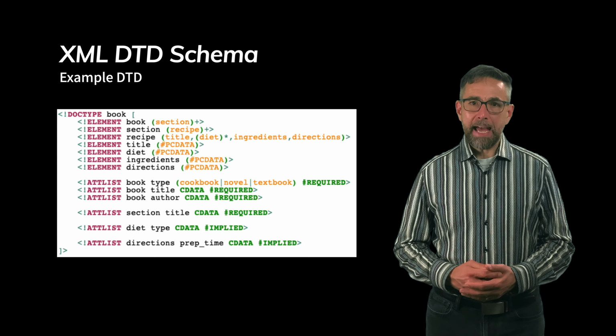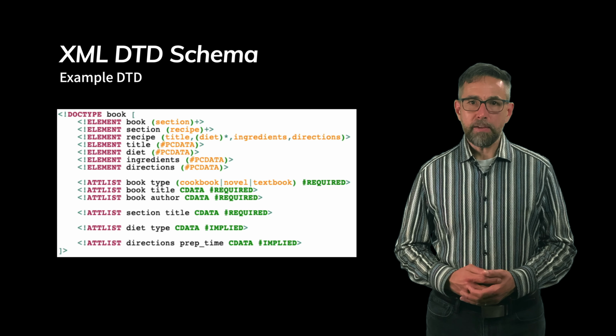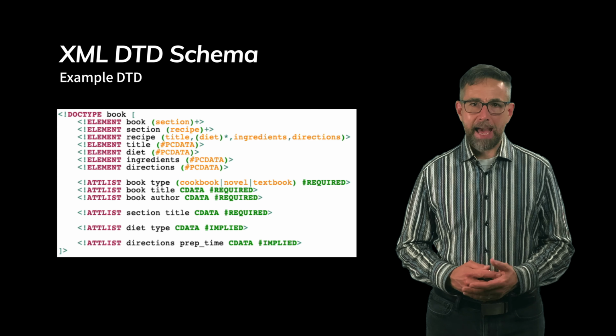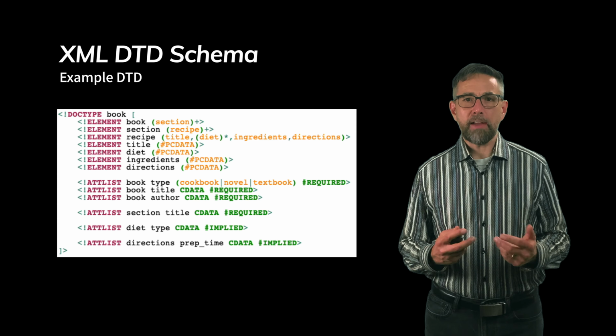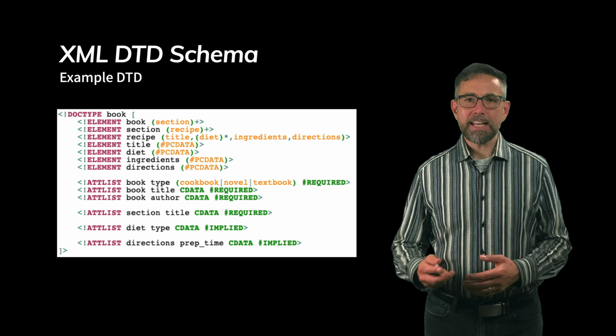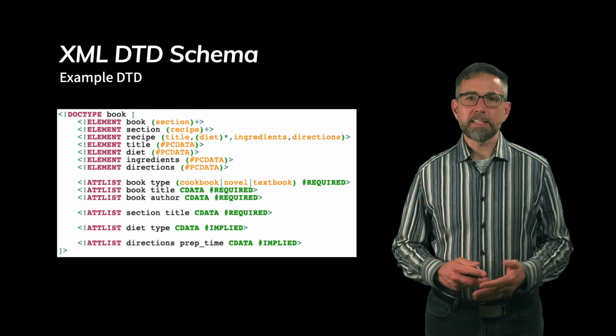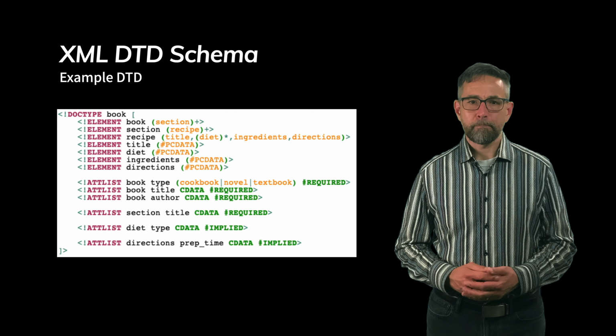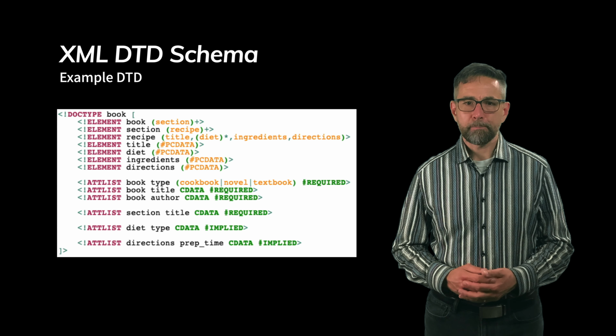Diet can have an attribute tag. Diet can have a type tag, and if it does, it can have any value it wants. That's what CDATA means. And the #IMPLIED means that it is optional. It doesn't have to be there. The type attribute doesn't have to be there.